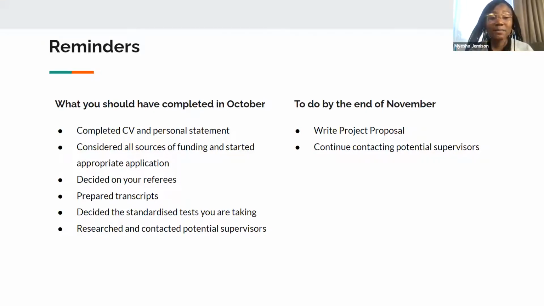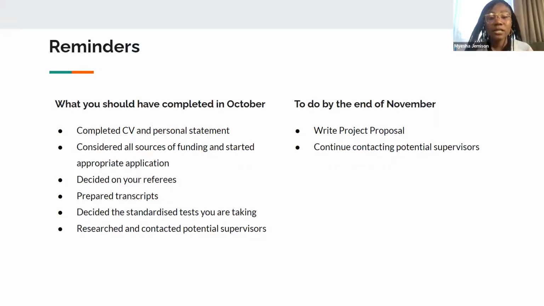Things you want to have complete by the end of November: your project proposal, your research proposal, should be finished. You have already drafted, you've revised, someone's read it, it's done. We're not looking at it anymore. If perhaps the people that you've already reached out to have said no or haven't replied, then sure, you can continue contacting people. But it's not the worst thing if you haven't had someone confirm.